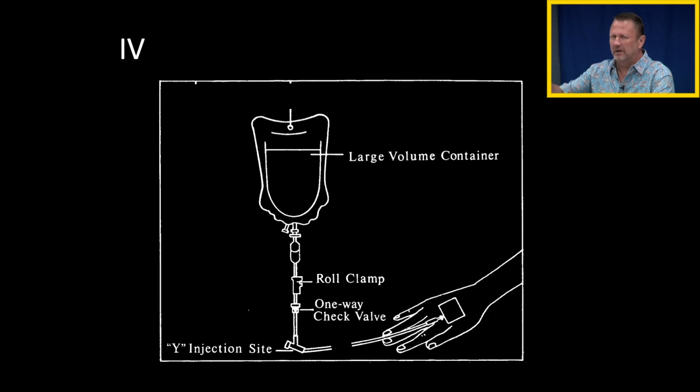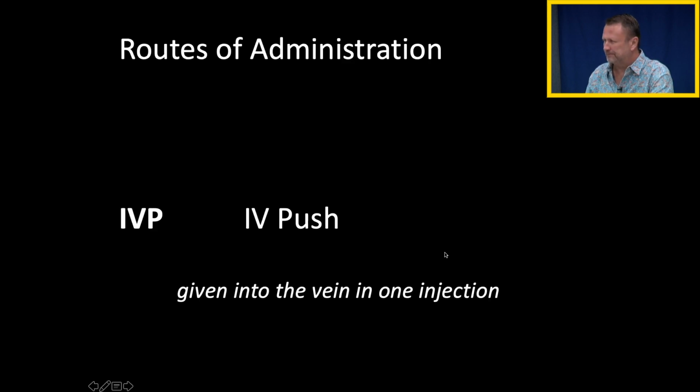Right, and so here's somebody's cartoon of an IV where the needle is going directly into the vein, and here is some large volume container, usually about a liter of fluid, and it's dripping into the patient intravenously. IV. All right, so here's an IV. So when we talk about routes of administration, we'll talk about an IV, and we'll also talk about an IVP. And in this context, IVP means IV push.